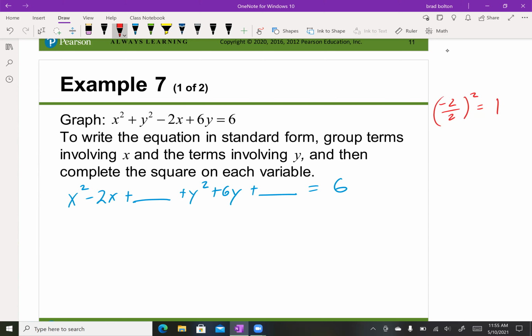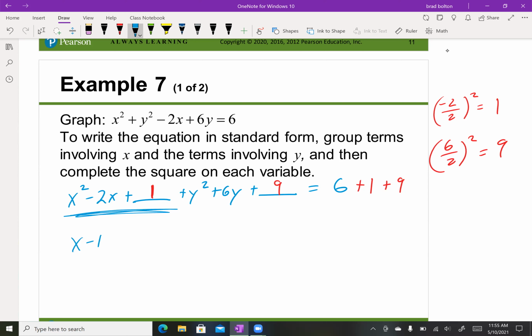So this would be 1, right? So this becomes plus 1. But I just added 1 to the left-hand side, so I have to add 1 on the right-hand side of the equation. Okay, now here, remember, we're going to focus on this 6. What's half of 6? So 6 cut in half and then squared. Well, that would be 3 squared, which is 9. So we're going to put a plus 9 right here, but I also now have to put a plus 9 over here. So now let's factor this.